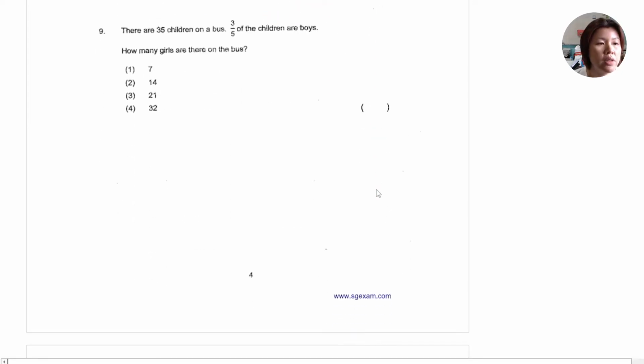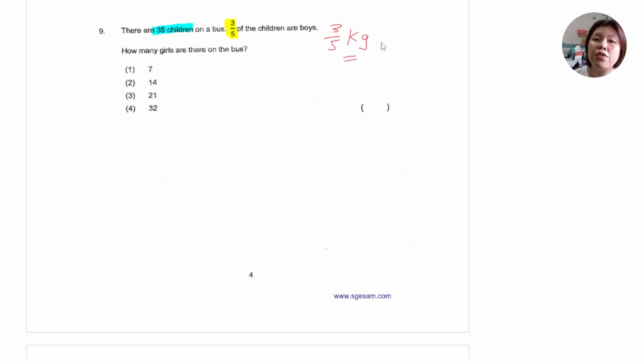Okay, let's move on. Now is fraction of a set. Okay, there are 35 children. How do we know it's fraction of a set? When a number is given and your fraction doesn't have a unit. Unit means 3/5 kg. If you have a kg, gram, kilometer, liter, or meter, all these are not fraction of a set. So let's move on to here.